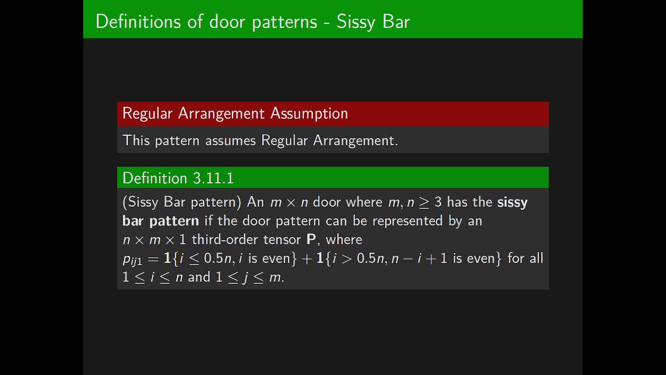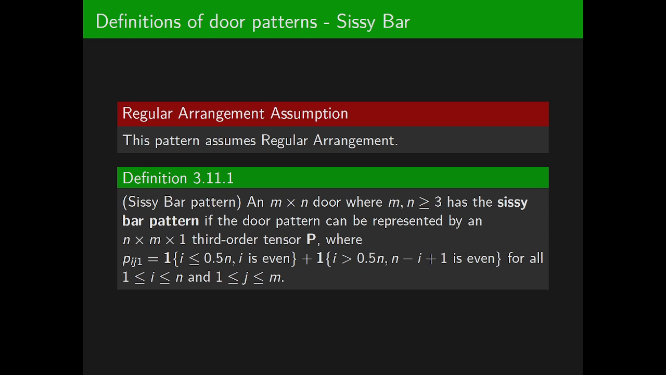So there are 2 indicators. One is i less than or equal to 0.5n, then i is even. The second one is i greater than 0.5n, then n minus i plus 1 is even. And then the bounds of i are 1 and n inclusive, bounds of j are 1 and m inclusive.